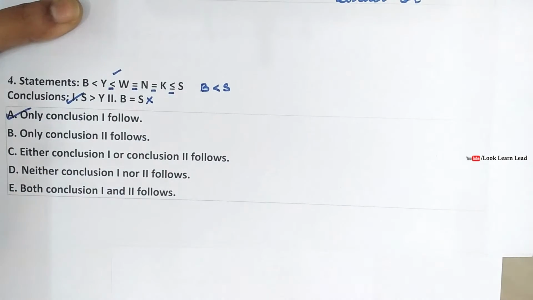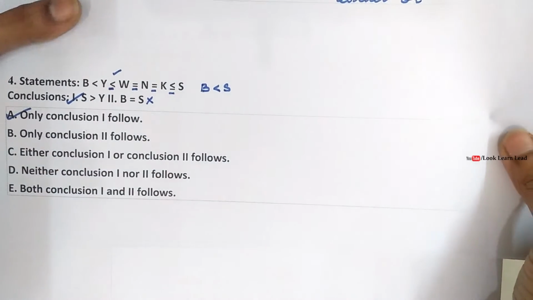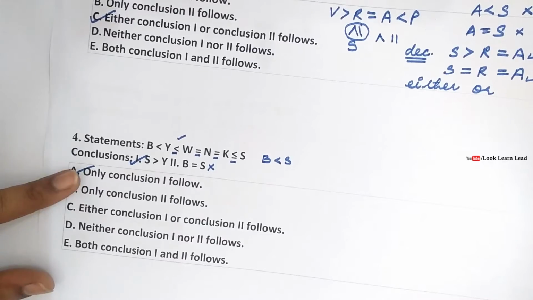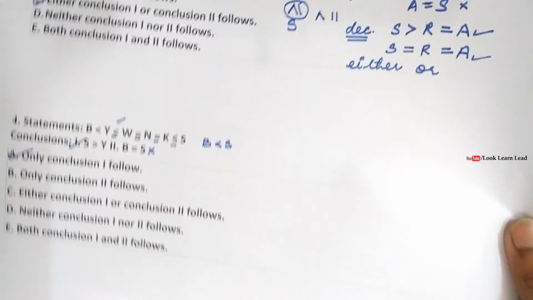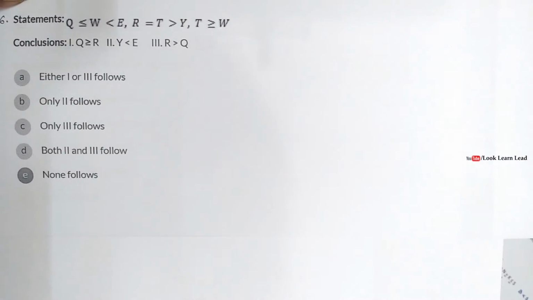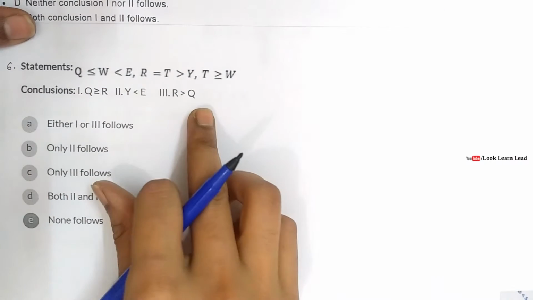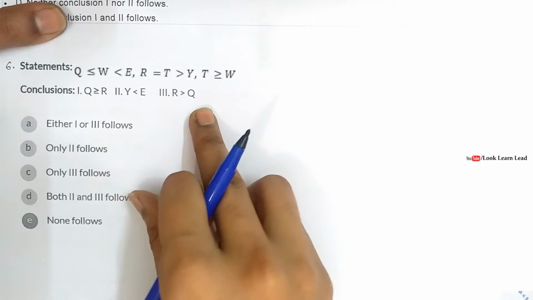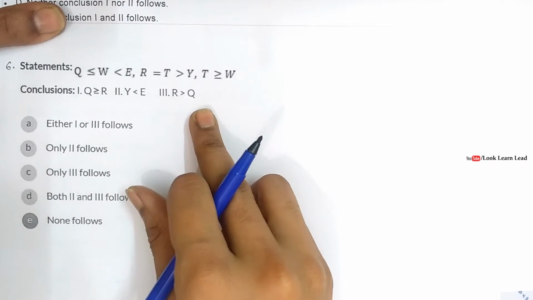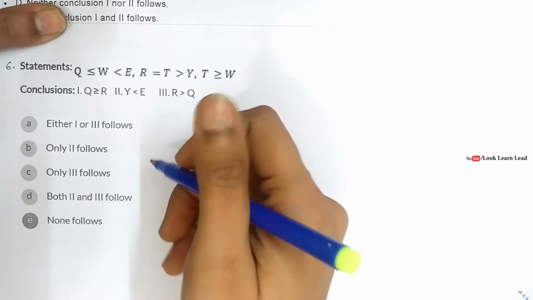So conclusion 1 would be true for this. Okay. Now let's move on to the next question. In this question we have commas, so we would be writing it very fast so that you can understand. So in this we have Q.